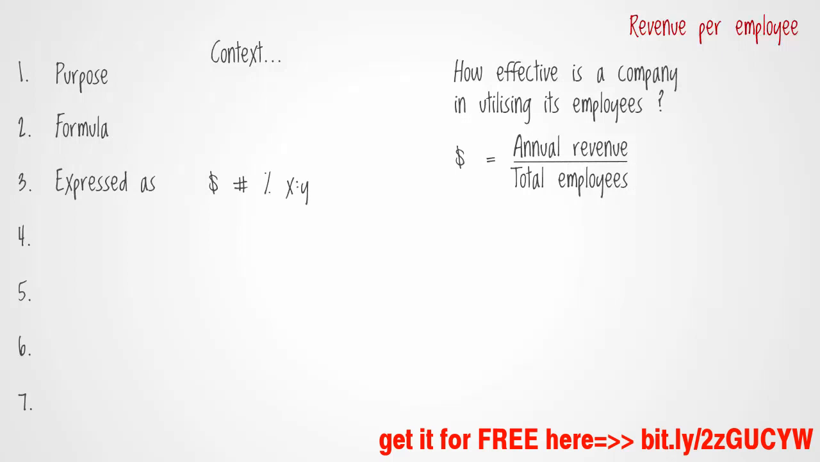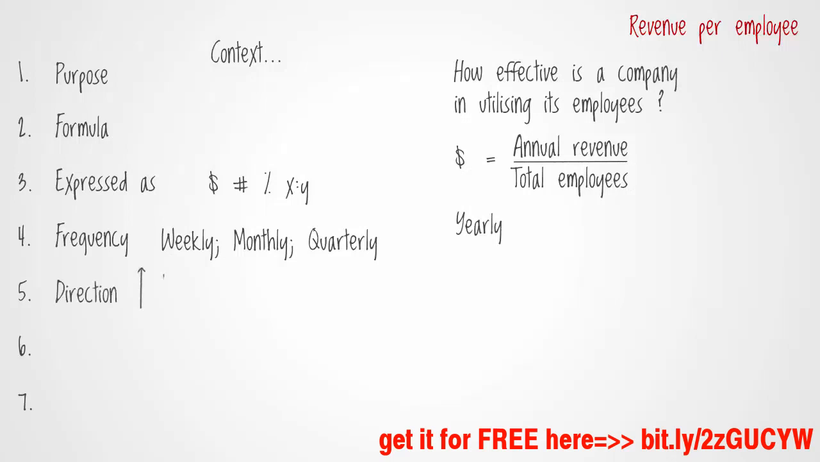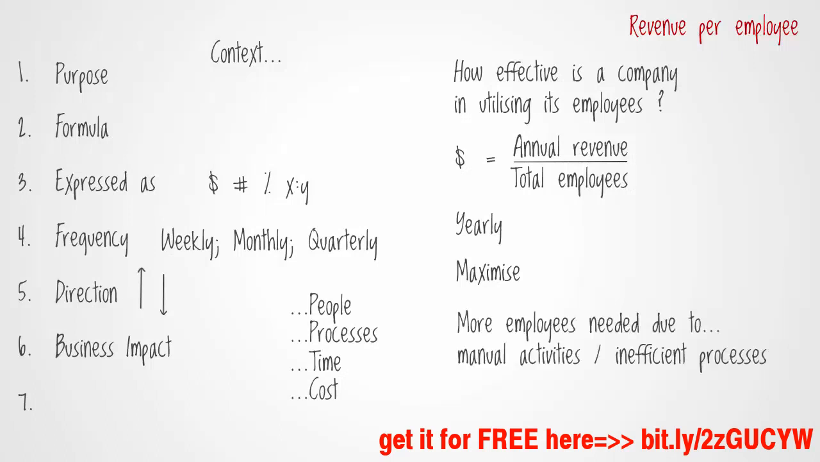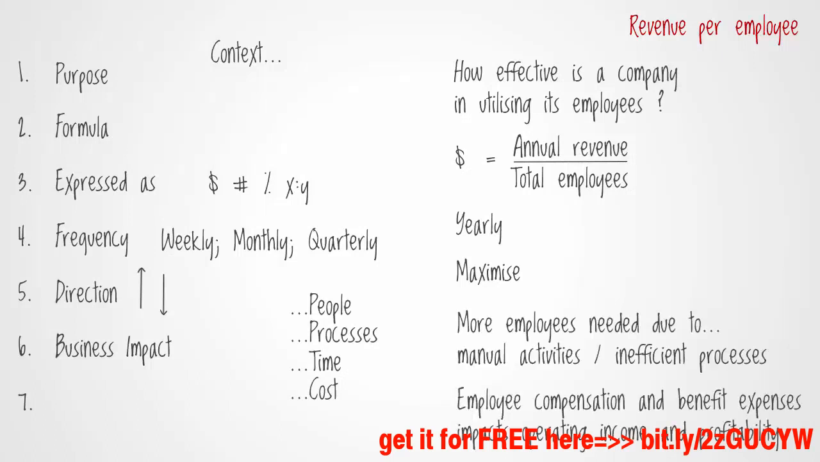Question number 4. How often is this KPI monitored or reported? Is it weekly, monthly, quarterly, or even just yearly? Question number 5. What is the desired direction for the KPI? Does it need to be maximized or minimized? Question number 6. What is the business impact if this metric goes up or down? Impact on people, processes, time, cost, or anything else? Question number 7. What is the industry threshold or benchmark or a range for this KPI? This is so you know what good looks like. This might not be easy to find out, but if you can, it'll be gold dust.